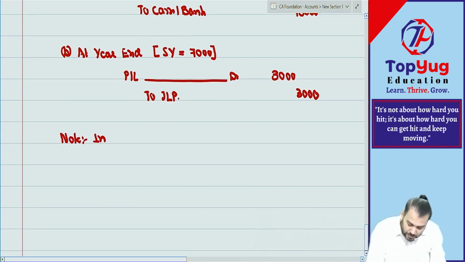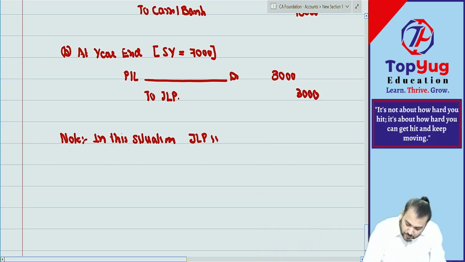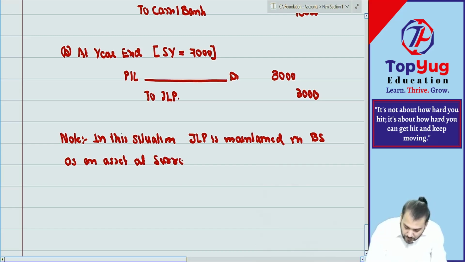Then let us note. In this situation, GLP is maintained in the balance sheet as an asset at which value? Surrender value. What is the meaning of surrender value? I'll give it in writing.